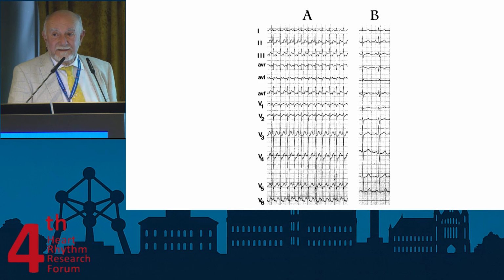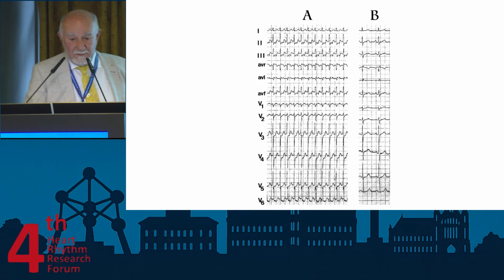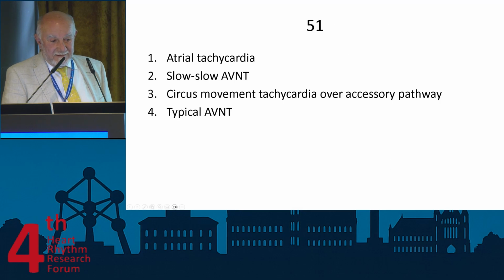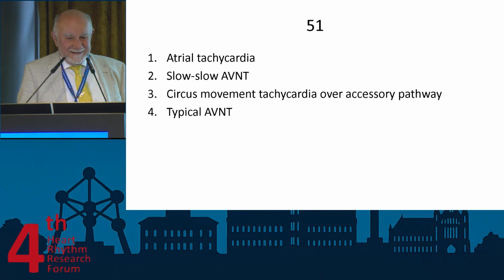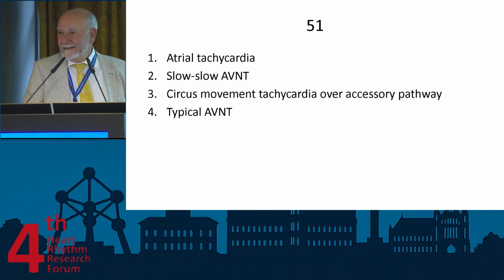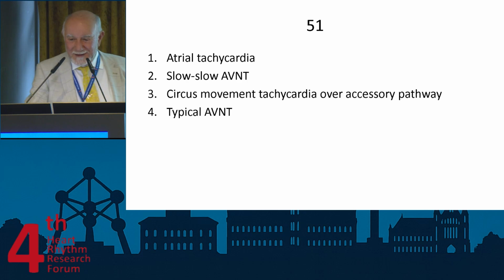So atrial tachycardia, slow AV nodal, circus movement tachycardia over an accessory pathway, or typical AVNRT. Number 1. Only the ones that went, there's nobody. Number 2, slow AV nodal. Number 3, circus movement tachycardia over accessory pathway. You don't have determination? No, I don't have it. Or typical AVNRT. Okay, so I'm going to go to the next one, otherwise we will have no winner.